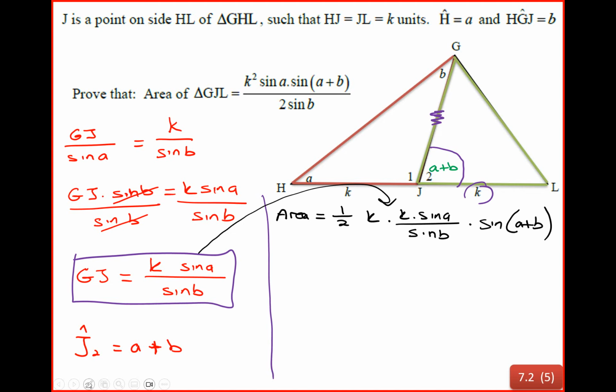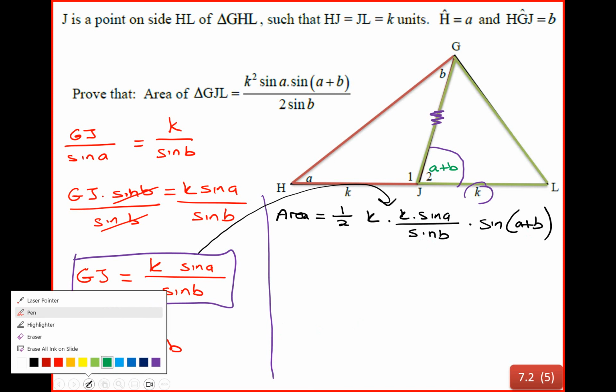Just to remind you, if you forgot, the area rule is area of a triangle is half ab sine of angle C. So I'm using half of K times K sine A over sine B and sine of my angle, which is A plus B. So there's our area rule being implemented.